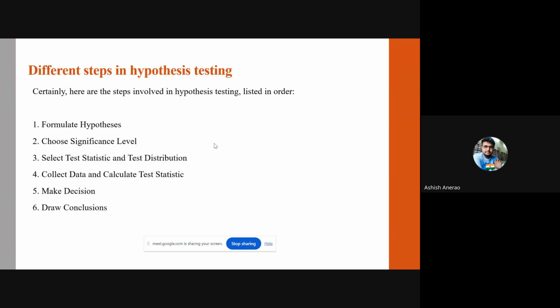If the claim is that the company solves all complaints within 20 minutes, then if the company does not solve a complaint within 20 minutes, that's an error. And that error is nothing but the probability of that error happening. The probability of that error happening is our level of significance. Now the next step is to select the test statistic.